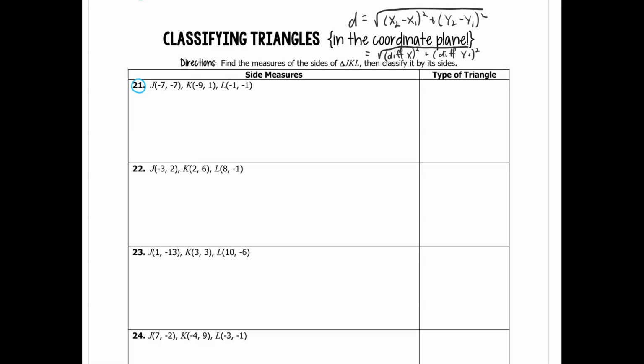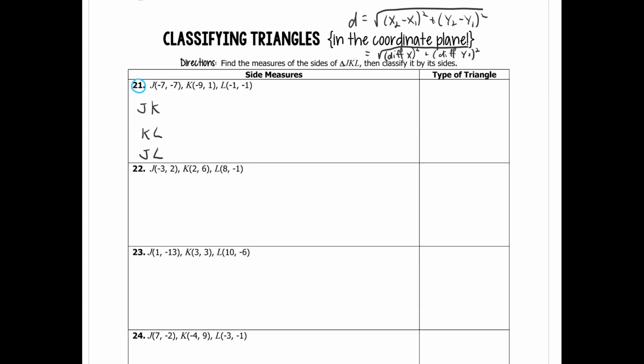We're just going to do 3. We have to find 3 lengths to decide what kind of triangle we have. So these are 3 vertices of a triangle. We don't have to graph it. We just have to find the length of all 3 sides. So we have to find the length of JK. We have to find the length of KL. And the only other combination of sides would be JL. So we'll find the length of JL.